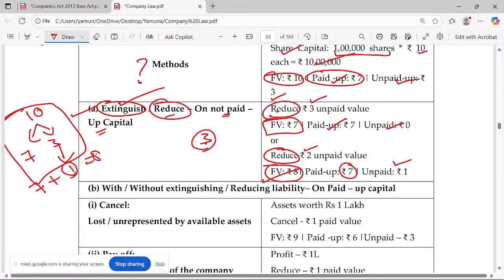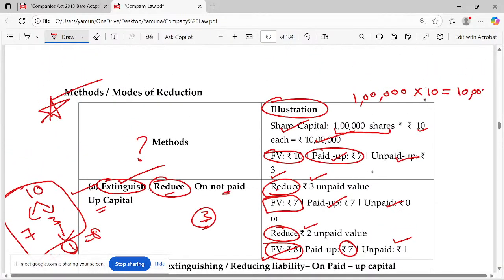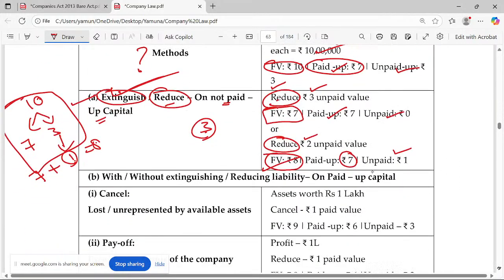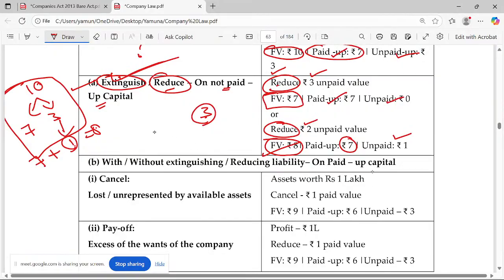So obviously this is going to alter the MOA. This was the MOA, right? Now it becomes 8, or in the extinguishing case, it becomes 7. That's why we have to alter the MOA. This is the first method. Let me finish it off. Let me clean the board.